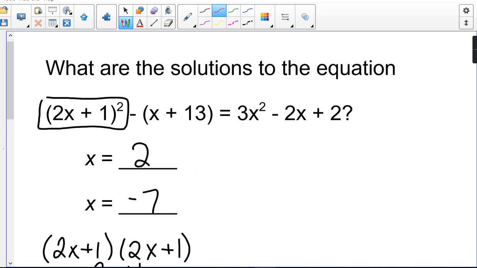And of course, if you wanted to check this, you absolutely could. You could put 2 in for x in all the places where you see x and quickly try and solve that. So that would be 2 times 2 is 4 plus 1 is 5. 5 squared is 25 minus (2 plus 13), which is 15. 25 minus 15 is 10. 2 squared is 4. 4 times 3 is 12. 12 minus 4 would be 8. 8 plus 2 would be 10. If I did that too quickly for you, feel free to go ahead and use your PEMDAS order of operations and check that yourself. And if you would check it with negative 7, then it would work as well.